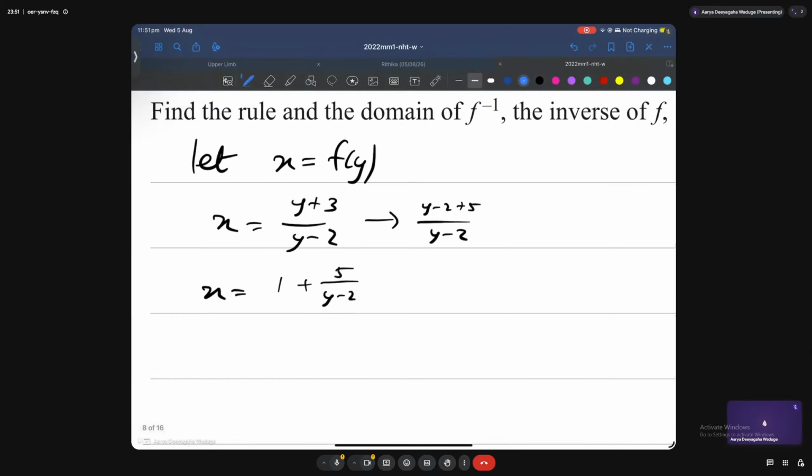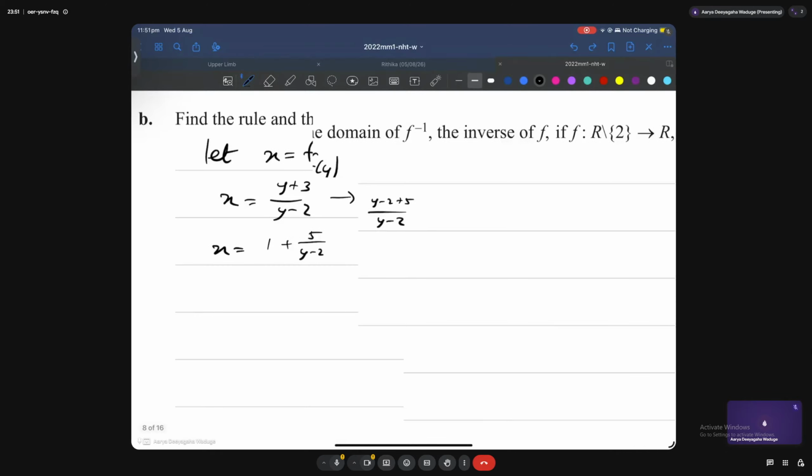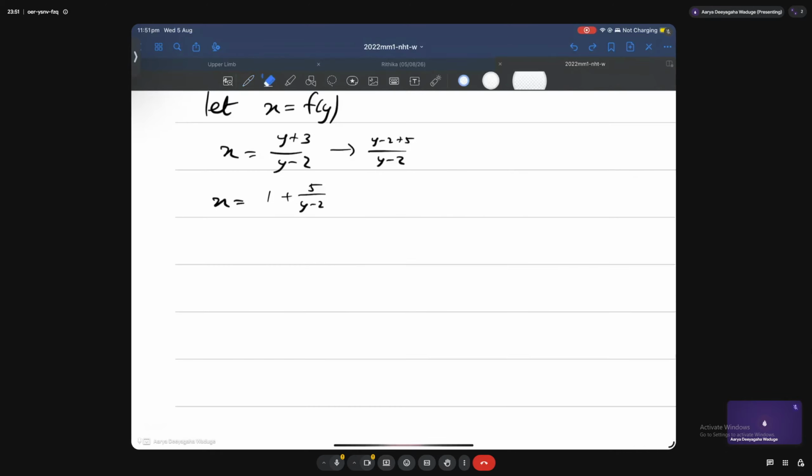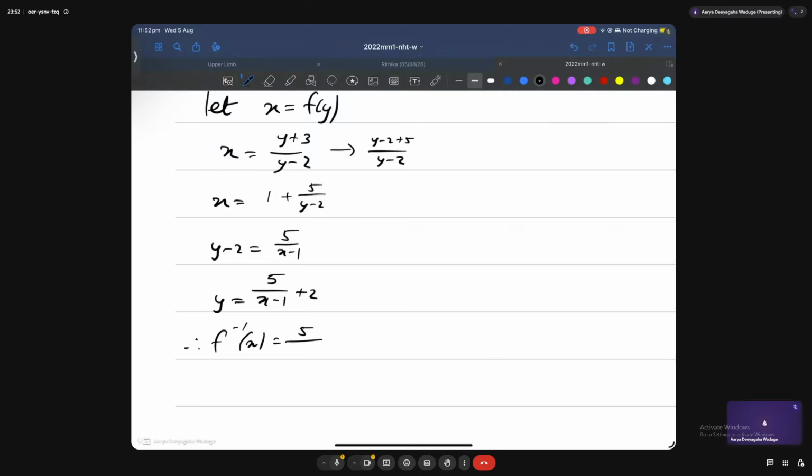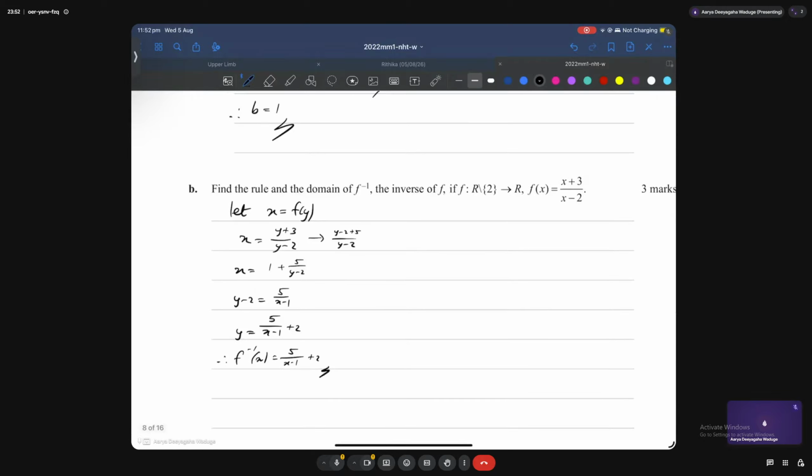As you could see that these two are paired together to make 1, and you can get the second part of the fraction here, essentially. Very simple. So we have this, and then all we have to do is solve for y essentially. So if we were to take x minus 1, you could swap the denominator and the left hand side, so y minus 2 is equal to 5 over x minus 1, and therefore y is equal to 5 over x minus 1 plus 2. Therefore f inverse of x is equal to 5 over x minus 1 plus 2. There you go. There's nothing else.